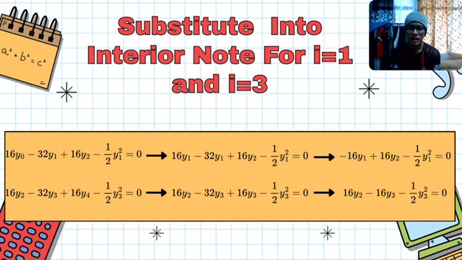And the next step is to substitute into the interior nodes for i equal 1 and i equal 3. As we know, y0 equal to y1 and y4 equal to y3, so we just need to substitute all the information. So for i equal 1, we will get negative 60 y1 plus 60 y2 minus 1 over 2 y1 to the power of 2 equal to 0. And for i equal 3, we will get 60 y2 minus 60 y3 minus 1 over 2 y3 to the power of 2 equal to 0.